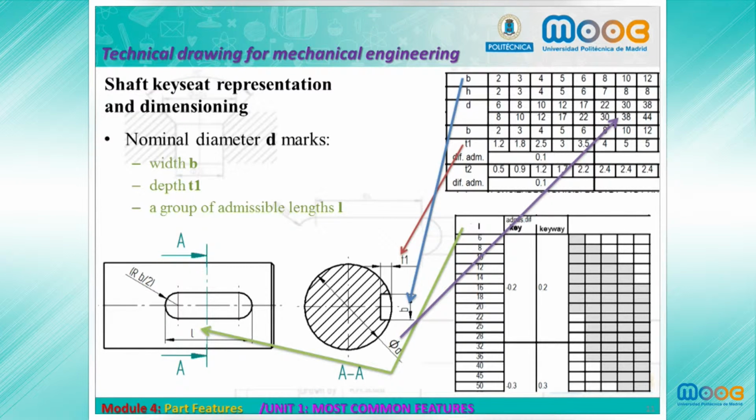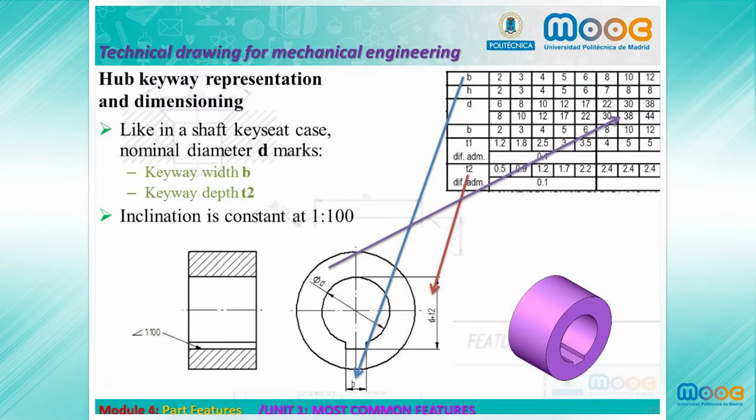Shaft key set representation and dimensioning. The nominal diameter D marks the following: the width B, the depth T1, and a group of admissible lengths L. Half keyway representation and dimensioning. Like in the shaft key set case, the nominal diameter D marks the keyway width B and the keyway depth T2. The inclination is constant at 1 to 100.